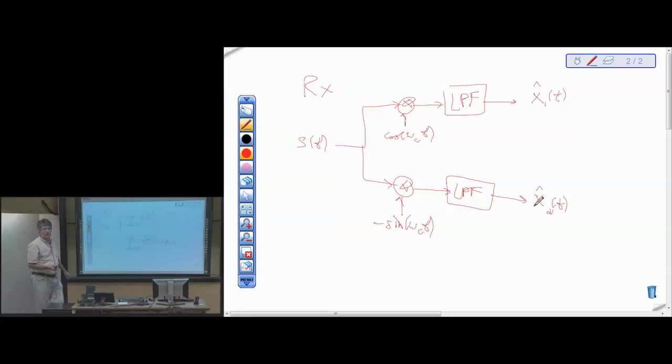All right. So that's your demodulation block diagram in the receiver. Again, assuming exact knowledge of the carrier frequency and phase. That's how we would do it.